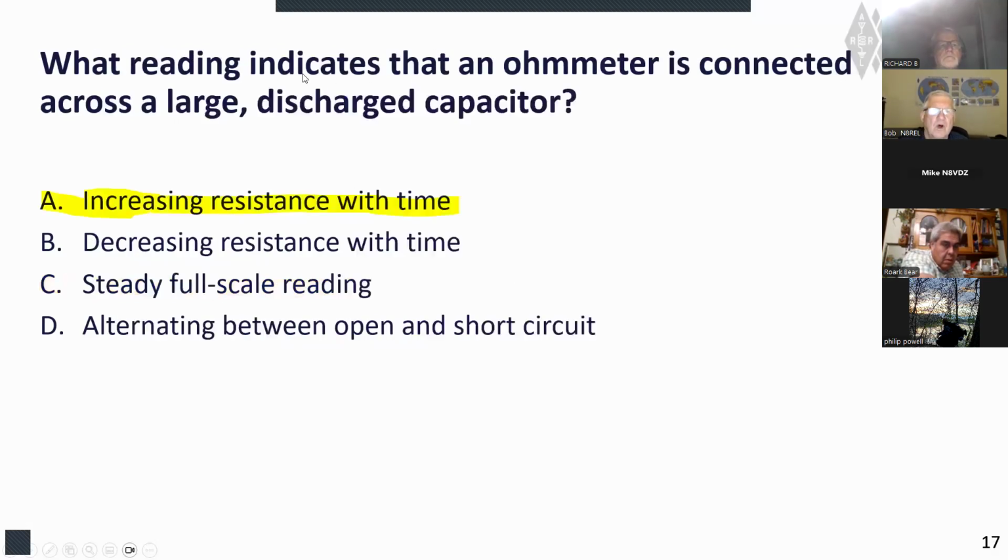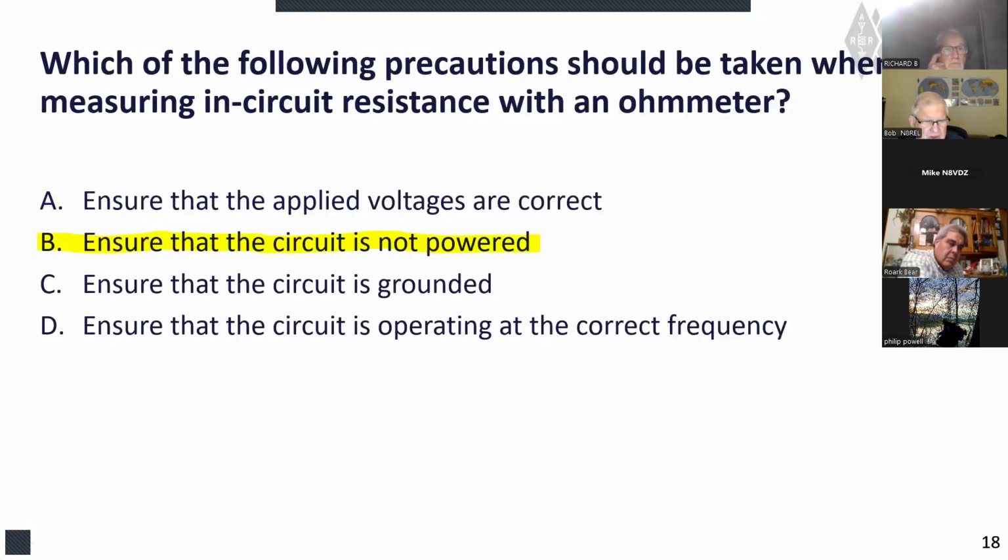What reading indicates that an ohmmeter is connected across a large discharged capacitor? The resistance will be increasing with time. Remember, when you shut off the power to a capacitor, it still has some charge, but that charge will be bleeding off in time, meaning as the charge bleeds off, the resistance is going to increase. That's right, Jerry, isn't it?